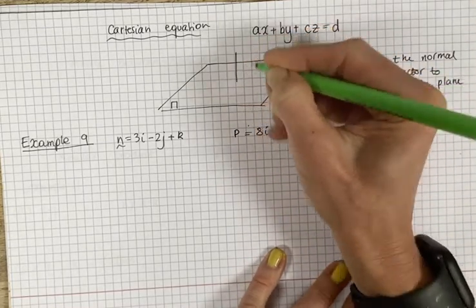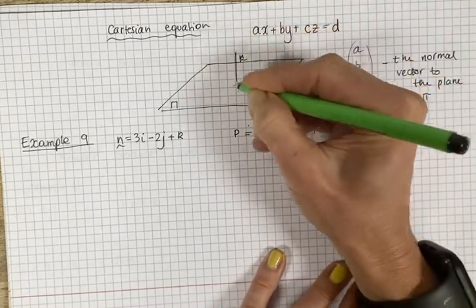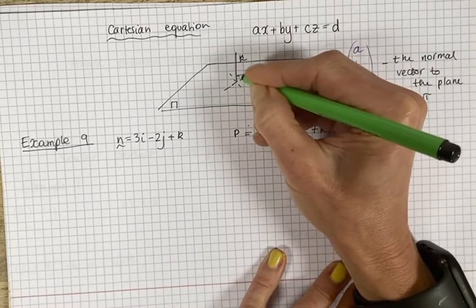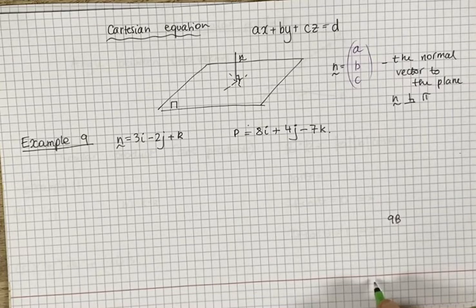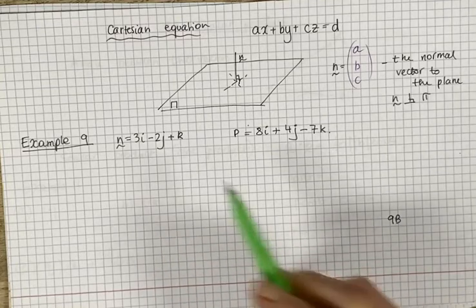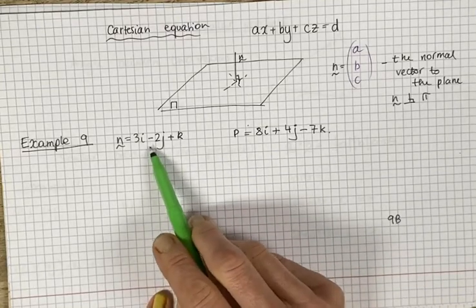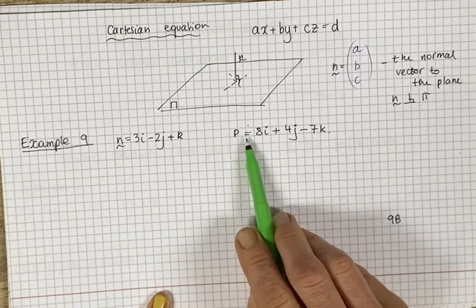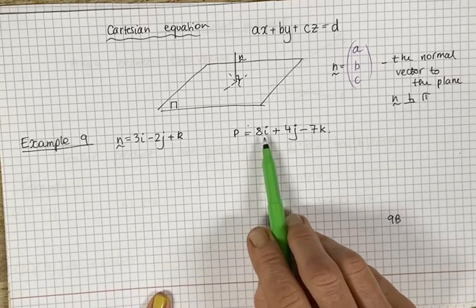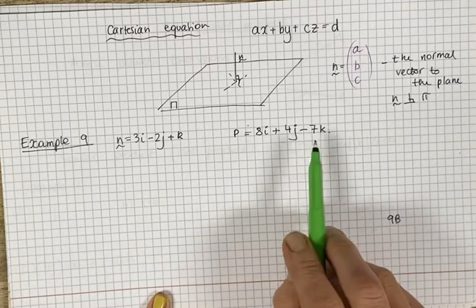So over here there's my vector n. See, it's perpendicular to the plane. So we're going to have a go at example 9. We are asked to find a Cartesian equation of the plane with the normal vector being 3i minus 2j plus k, and passing through a point with coordinates 8, 4, minus 7.